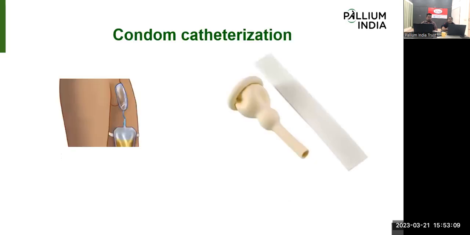Okay, and the next one is condom catheterization. If the patient is using clean intermittent catheterization during the sleeping time, in between they won't be able to get up. That time if they want, they can use a condom catheter to drain the urine. And sometimes the patient is not willing to use an indwelling catheter or intermittent catheterization, then you can suggest a condom catheter.